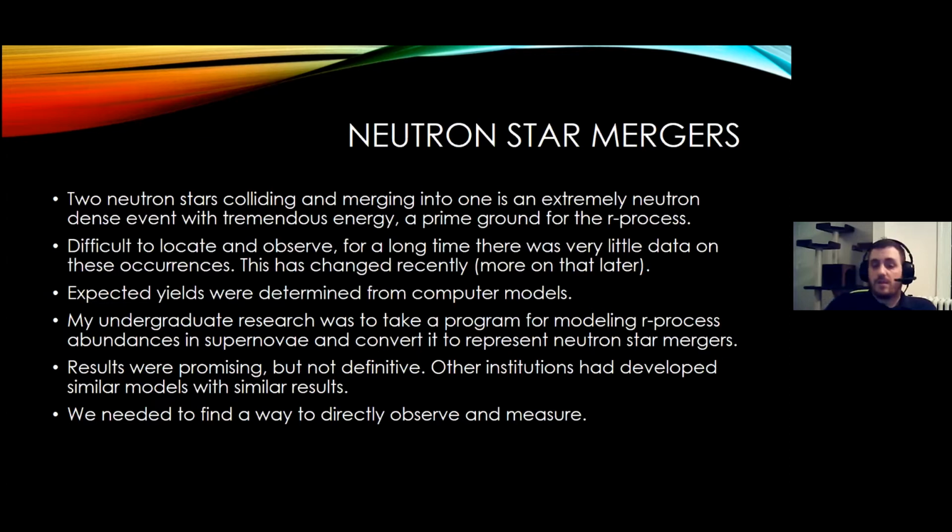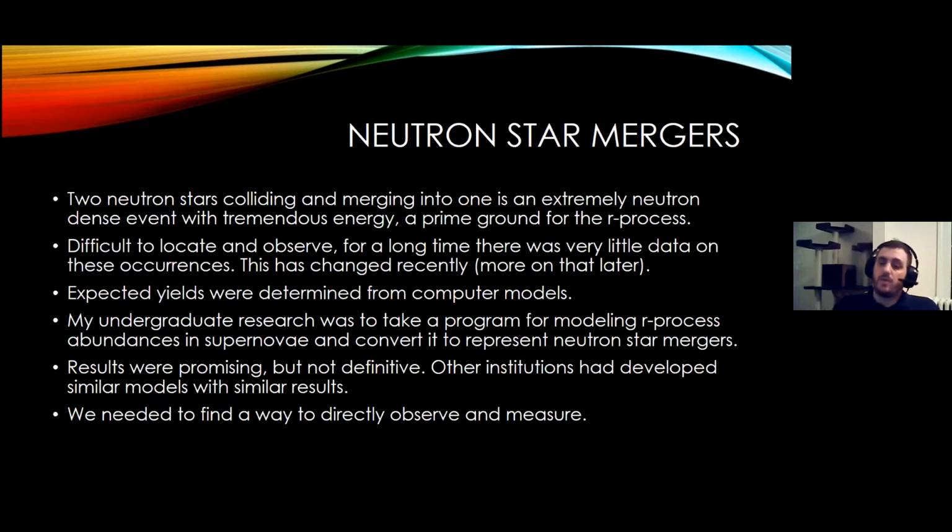But we did manage to construct some computer models that would give us some expected yields, and that was what my undergraduate research was based on. I was tasked with taking a program that was originally written in 1977 in Fortran and had been updated a couple of times over the years, but not much. It was still only in Fortran. And it modeled the creation of r-process elements in supernovae. So it would take a set neutron density of a supernova event and then plot out what the abundances of these r-process elements would be based on that.